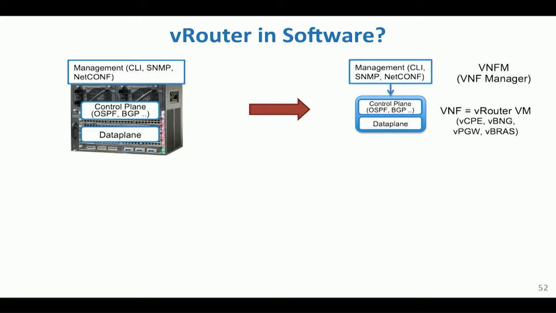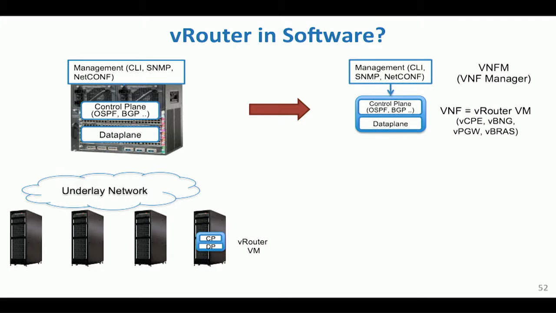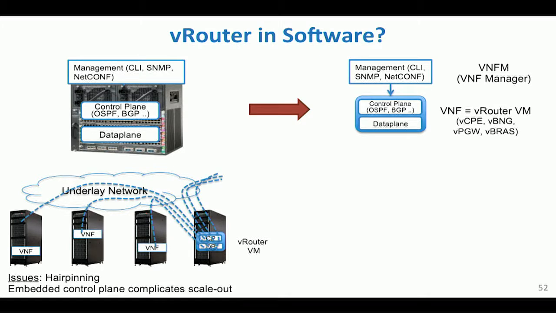And you will see many, many variations of this in the industry today by many, many different names, whether it's vCPE, vBNG, VP gateway, V lots of things. But they're essentially routers running in VMs, just like you had routers running in hardware. Well, then the obvious issue is that if I have this running in my infrastructure somewhere, now all my traffic has to hairpin through this vRouter VM, okay?